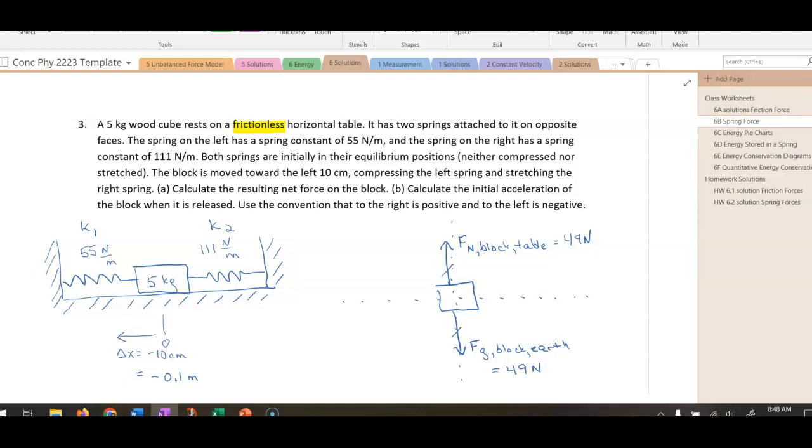Okay, we don't have any friction, but I have two spring forces. So first I'm going to take spring 1. That's the one on the left. It's getting compressed. And in order to go back to its equilibrium position, since it's getting pushed to the left, the spring force wants to counteract that, and so it pushes back to the right. So I'm going to have the first spring force push to the right.